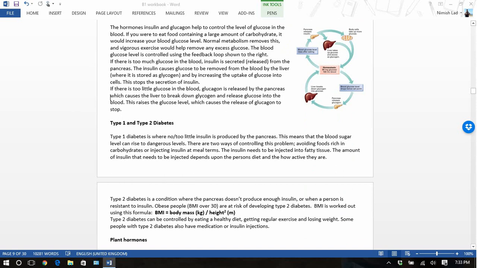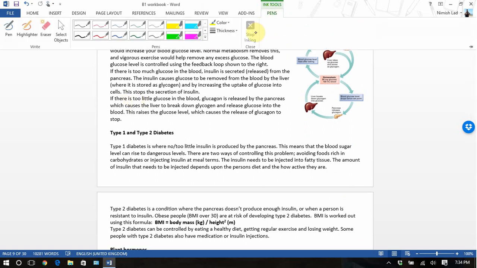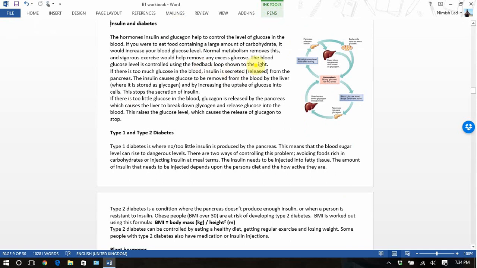So let's get into insulin and diabetes. The hormones insulin and glucagon help to control the levels of glucose in the blood. If you were to eat food containing a larger amount of carbohydrate, that will eventually break down to sugar, so it will increase your blood sugar level, your blood glucose level. Normal metabolism removes this, which is a point I need to stress. Vigorous exercise would help to remove any excess glucose.